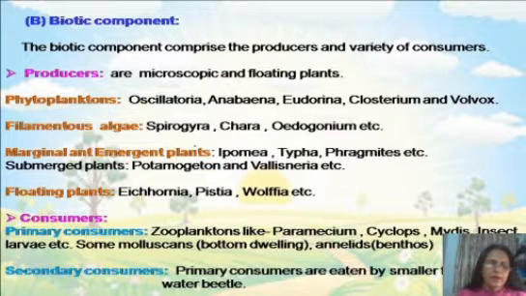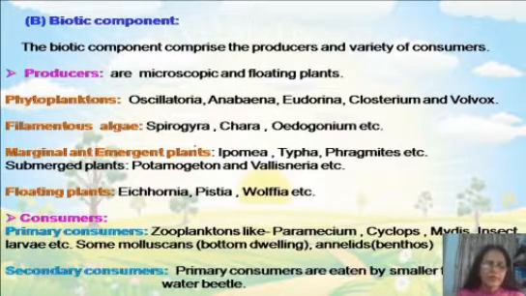Now, what are biotic components? The biotic component comprises the producers and a variety of consumers. So, what are producers? Producers are microscopic and floating plants which are divided into phytoplanktons like Oscillatoria, Anabaena, Eudorina, Clostridium, and Volvox.